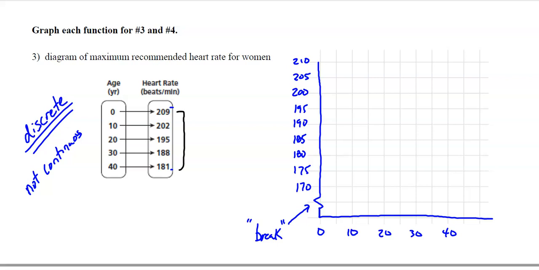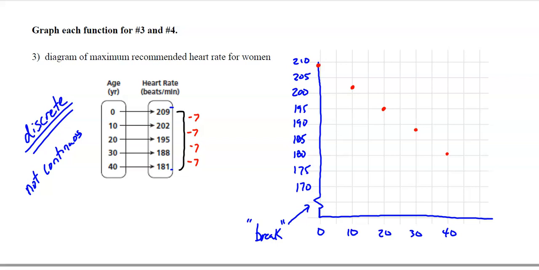We'll put these dots on here. 0 at 209. At 10, you're at 202. And 20, you're at 195. 30, you're at 188. And 40, you're at 181. So it looks pretty linear actually, because it's just decreasing by 7 every single time. So it looks like there's a linear relationship here.